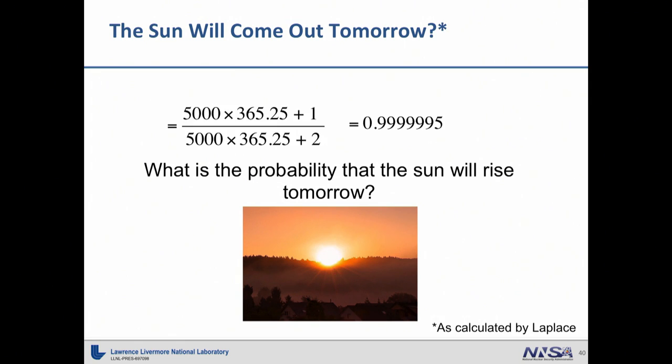Plugging in numbers, Laplace said the sun has risen every single day for the last 5,000 years, including leap years. And so that is his calculated probability of the sun rising tomorrow. 1 minus that, the probability of the sun not rising tomorrow, is about 1 in 2 million. That number is very small. It is not small enough.